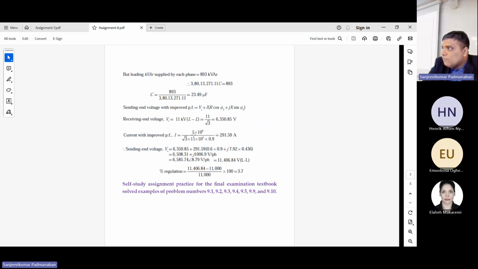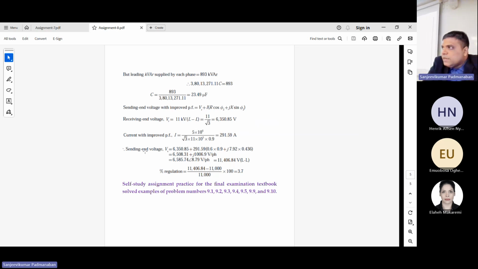Power divided by √3 VL cos phi, am I right? So power equals I into √3 V into power factor cos phi. Now I want to calculate current. So I is equal to power divided by √3, voltage is 11 kV at the receiving end, into power factor 0.9. I want to improve to 0.9, not 0.7. Substitute all the values and calculate your current with improvement on the receiving end. So it's going to be 291.59 ampere. Are you getting it?